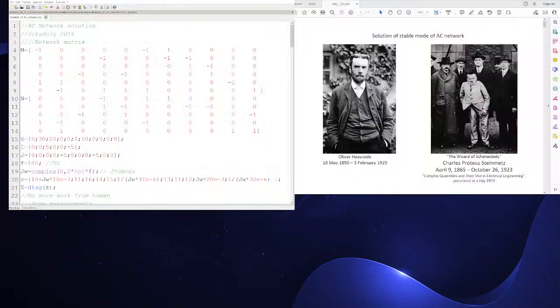Okay, let me switch for one second. I need this. So I have a small presentation, and it starts with two persons. One is Oliver Heaviside, and the second one is Charles Proteus Steinmetz, people who invented and developed the symbolic method to solve AC networks.